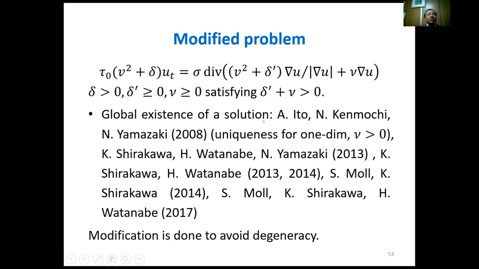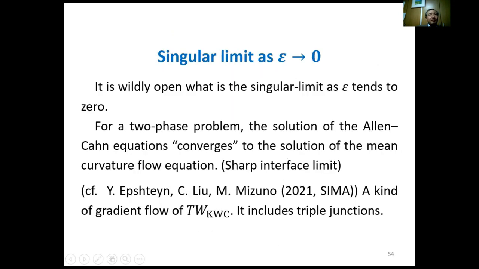Global existence of solutions is by Ito, Kenmochi and Yamazaki. But uniqueness is only for nu positive. Shirakawa, Watanabe, Yamazaki and others in this group studied a lot on this issue, in several cases. Anyhow, these three modifications are done to avoid degeneracy in many senses. So it is widely open.